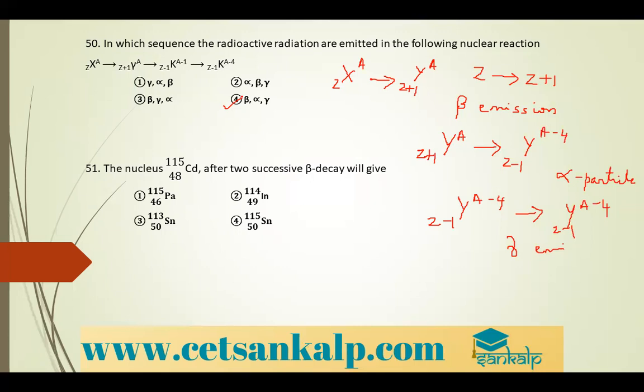Okay, the nucleus Cd 11548 after two successive beta decays will give Sn 11550, because two successive beta decays increase the charge number by 2. So 48 has to become 50. So the mass number remains the same. So option 4. The upper number remains the same. Okay. Next.